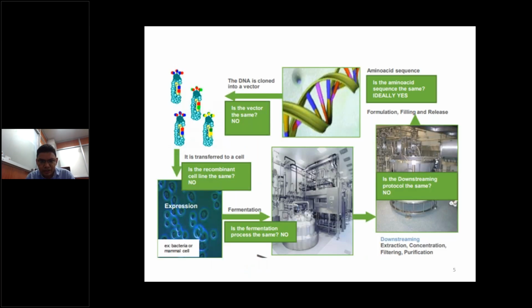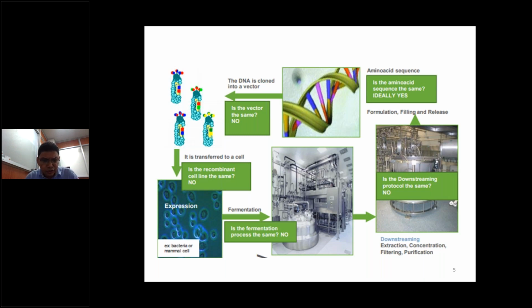We will just look into this further deeply. If you start with the DNA cloned into a vector, is the vector the same? A vector could be different. When you use different vectors, many vectors give different properties to the product, and that may give slight differences in the product. Then it is transferred to a cell. Is the recombinant cell line the same? Cell lines could be different. It doesn't have to be the same cell line used by the original biologic production. So again, there is a factor where differences can pop up.